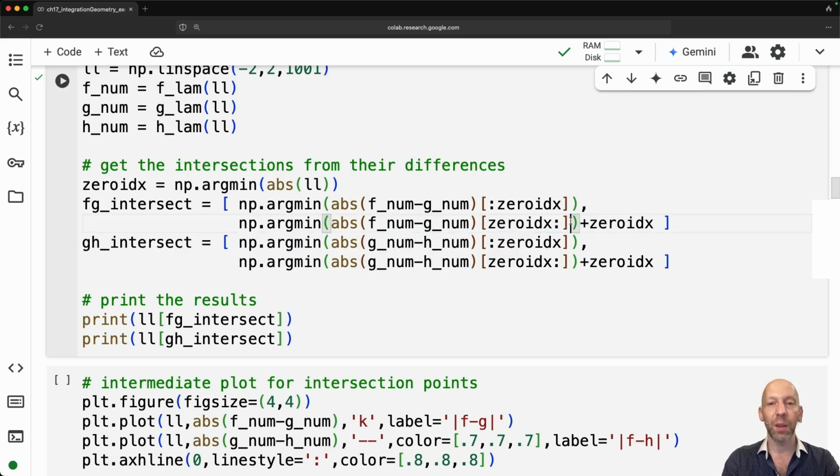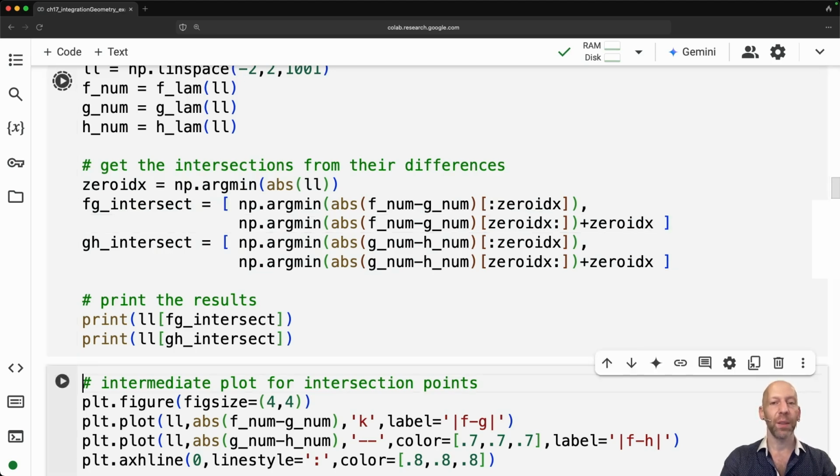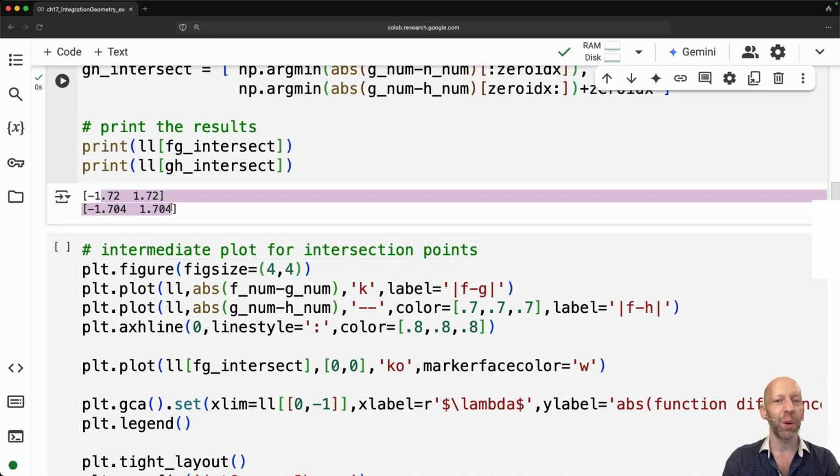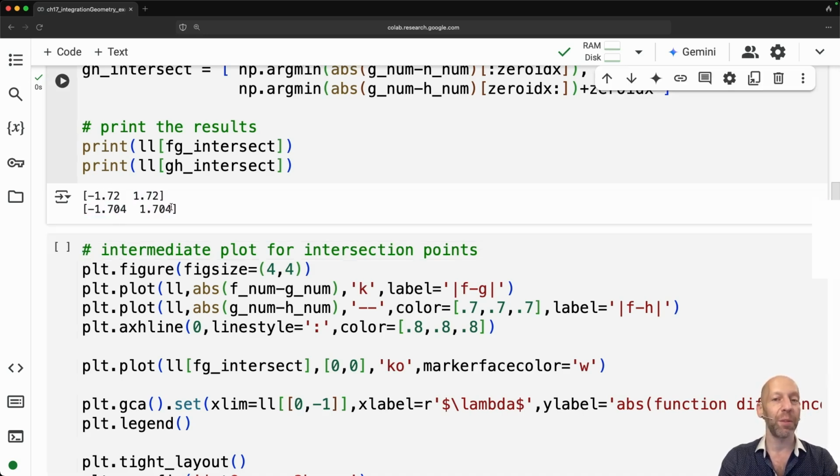But then this here is actually the function shifted. So the index value here is not going to be accurate. We need to add back on this offset value of the 0 index. So I hope that makes sense. It gets a bit tricky with all of the indexing here, but this is essentially replacing what you would otherwise do with find peaks. Okay, so then we can print out these values and we see that they're around minus 1.7. It's not exactly the same intersection point for the two pairs of functions, but pretty close overall.